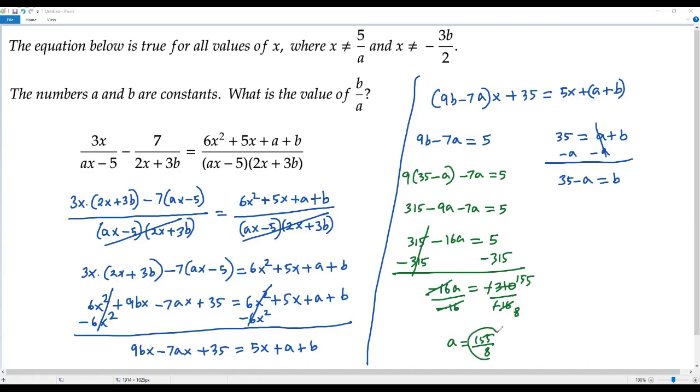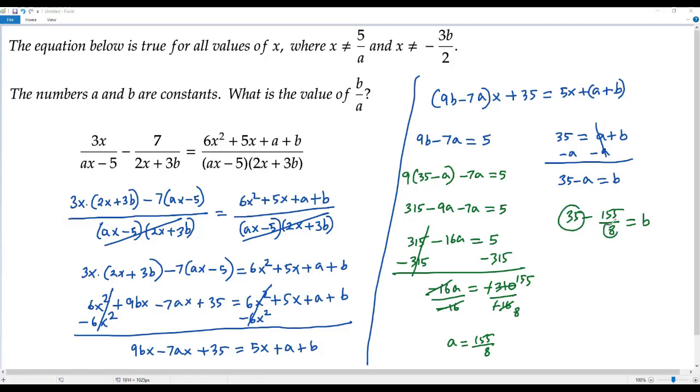Now let me plug in this value for a over here to get the value of b. That is 35 minus 155 over 8 equals b. Here we do subtraction between an integer and a fraction. Whenever I want to do addition or subtraction between an integer and a fraction, I have to multiply this integer 35 by the denominator of the fraction. Once I am done with this multiplication, I can take this 8 as a common denominator.